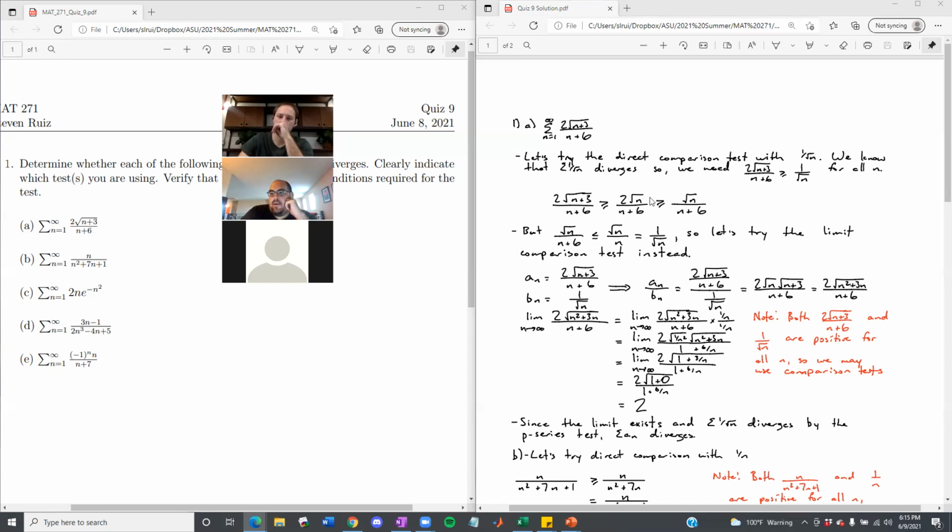Well, that's why the direct comparison test won't work. Isn't this just the order of the whole term itself? Like the top one is half, the bottom one is 1. Yeah, and that's exactly why I'm choosing 1 over radical n. So the greatest power on n in the numerator is 1/2 because of the square root, and the greatest power on n in the denominator is 1.